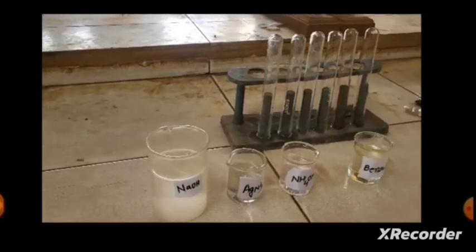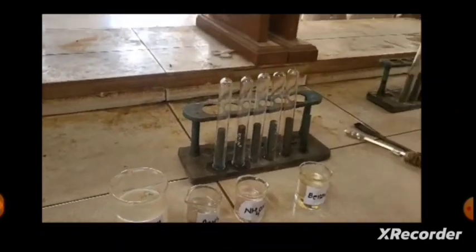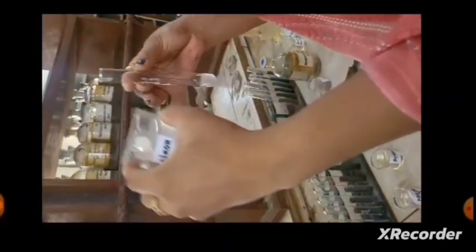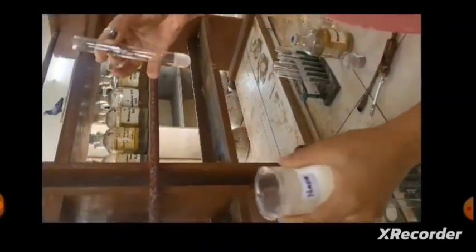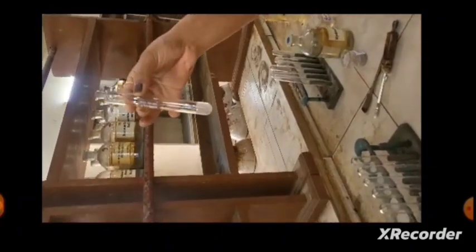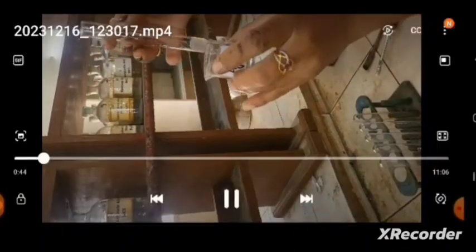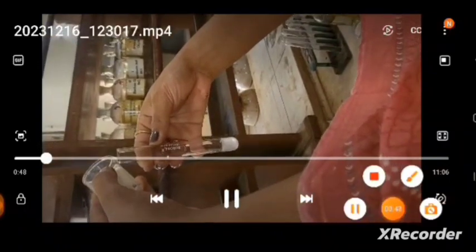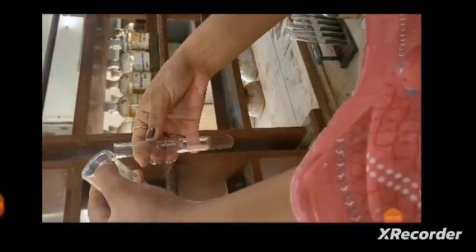For the silver mirror test, first we will take NaOH solution. This is dilute NaOH, and I have taken it in a test tube. Then I will add AgNO3 solution which I have prepared previously. The ratio of NaOH and AgNO3 is 1:1, so now adding AgNO3 solution in equal proportion.